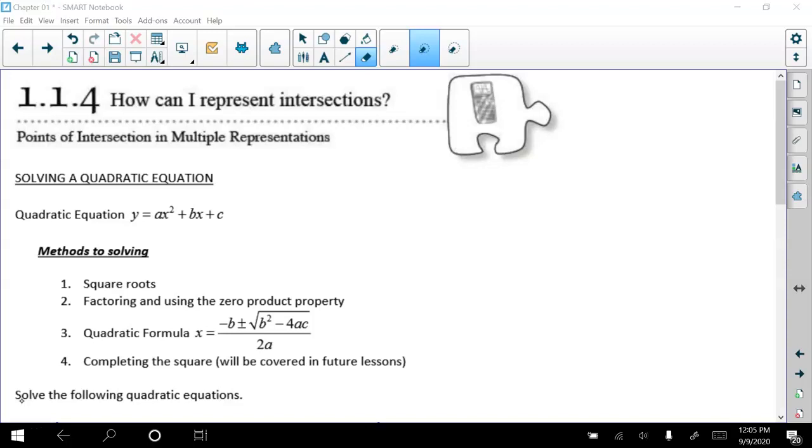So the methods we have to solve: square roots, factoring and using the zero product property, quadratic formula, and completing the square. Completing the square we'll be talking about later in the year. And we'll be focusing in this section on those first three methods: square roots, factoring and zero product, and quadratic formula.